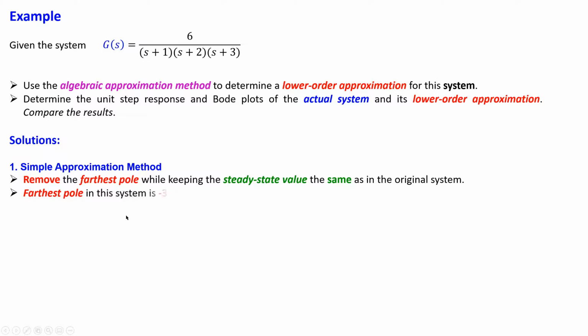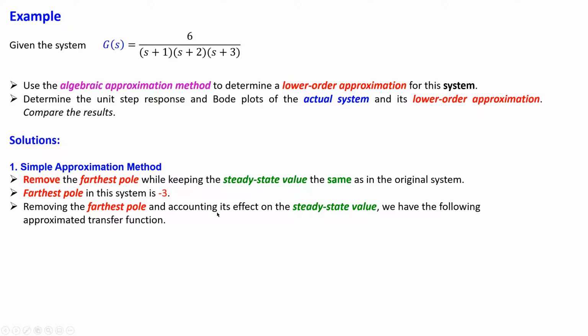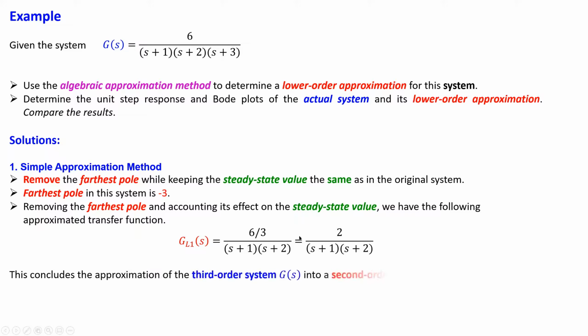Okay, the farthest pole in this case is -3. So we need to delete that and also retain the DC gain. Removing this pole and accounting for the effect on the DC value, or the steady state value, we have the following transfer function. You divide the numerator by 3 and remove the pole at -3. So you will have this, and if you simplify this, you will have this one. That concludes the approximation from the third order system to a second order system. I will call that G sub L1. Alright, that's for the first approximation.